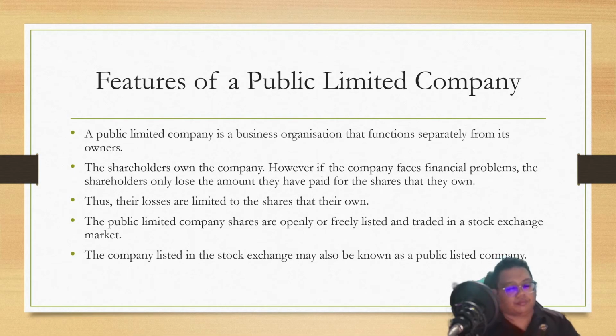Okay. So, features of a public limited company. A public limited company is a business organization that functions separately from its owners. So the shareholders own the company. However, if the company faces financial problems, the shareholders only lose the amount they have paid for the shares they own. If they put in 10,000, they lose the amount that they have paid for the shares. So their losses are limited to the shares that they own.